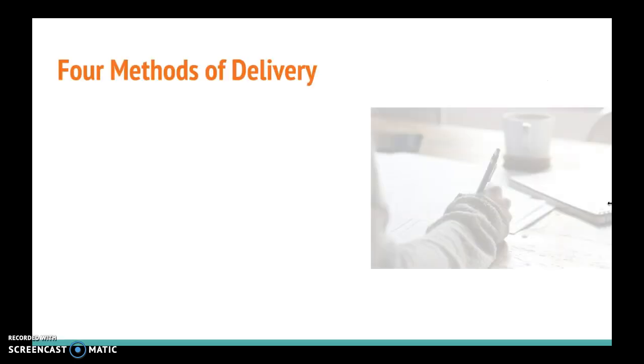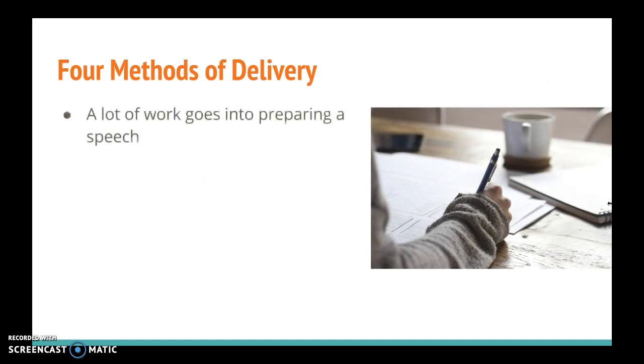So when it comes to your speeches, there's a lot of work that goes into preparing a speech. You spend a lot of time writing the speech ahead of time, researching it, making sure that you have all of your ideas in the proper order, and it's tempting to not want to mess that up because you've worked so hard on it. So it can be tempting to read your speech word for word, but as we'll see, there are a lot of problems that come along with reading a text word for word.